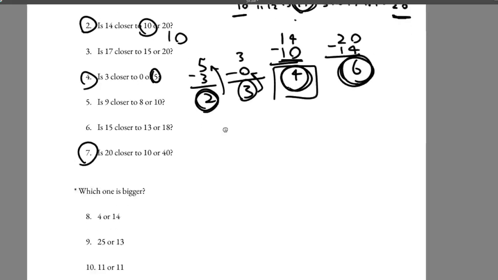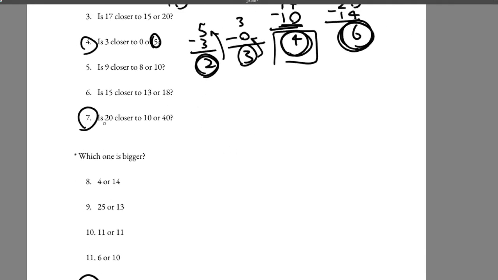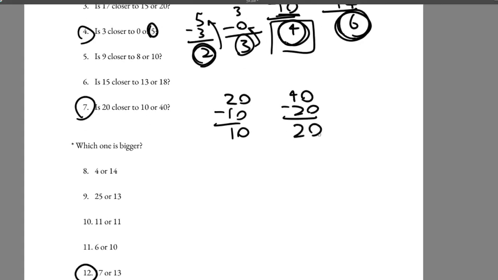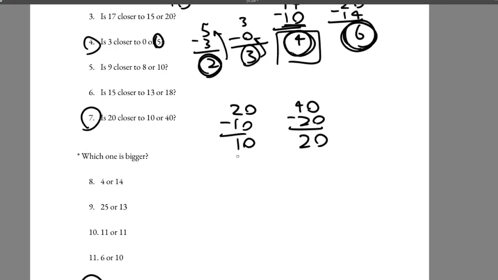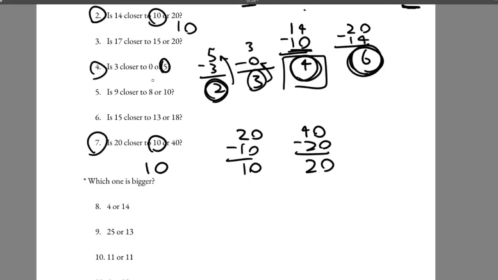The 7 is asking us if 20 is closer to 10 or 40. Now, again, we subtract 10 from 20, which gives us 10, and 20 from 40, giving us 20. We can clearly see that 20 is closer to 10, and that is our answer. Oh, gotta write it here.